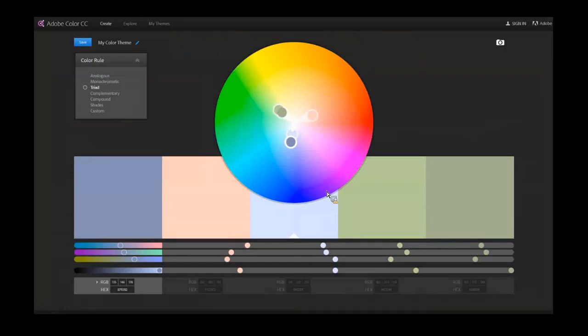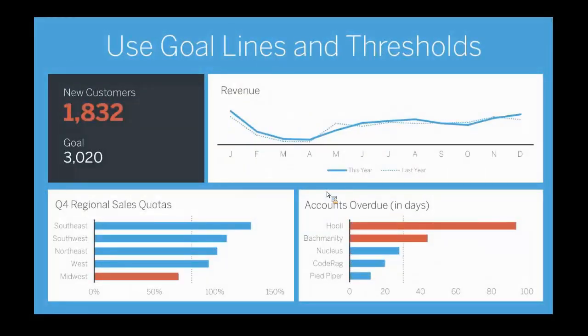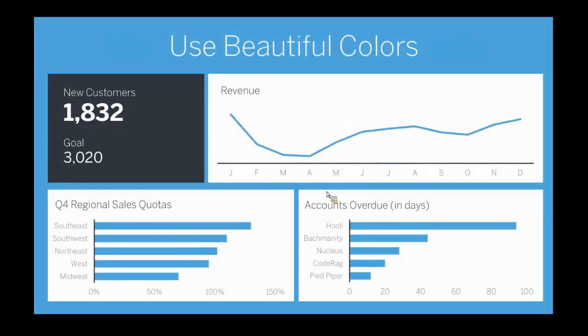Okay, so we've wiped out our colors. Now we're going to do the most important part, which is adding context. If you look at this dashboard, this is pretty good, but there's a huge problem, which is I don't know how well we're doing. I can't quickly and easily tell what I need to be focusing on. By adding the goal lines and thresholds, now I can much more quickly see where my eyes should be drawn to and what I should be doing, right? So now I can see, okay, new customers is an issue, need to follow up with the Midwest, I need to follow up with Huli and Bakhmanadi.